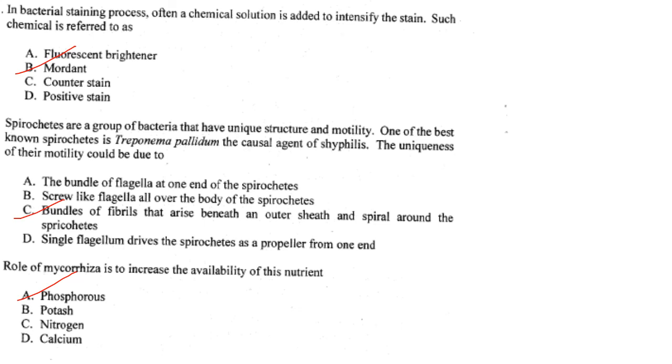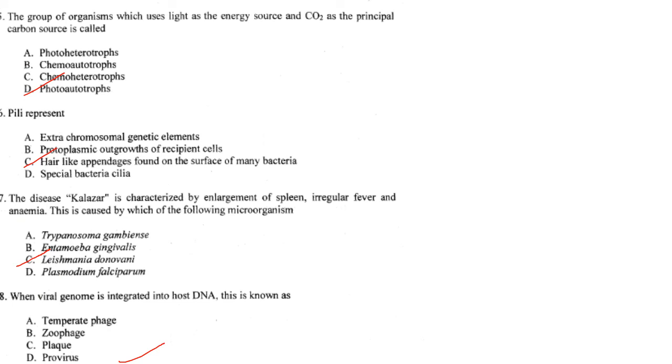Role of mycorrhiza is to increase the availability of this nutrient. So it increases the availability of phosphorus to plants. Answer is option A. Then the group of organisms which use light as the energy source and carbon dioxide as the principal carbon source. Photoheterotrophs are organisms that use light for energy and organic compounds as carbon source. But photoautotrophs are organisms that use light as energy source and carbon dioxide as the principal carbon source. So the answer is option D.